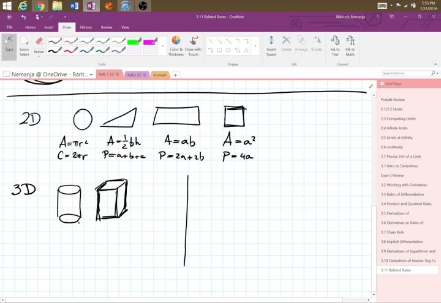Now what you need to have here, and we are concentrating on volume mainly, is the area of the base times the height of the object. So this is the height of the object, and then the area of the base. So they look like this.